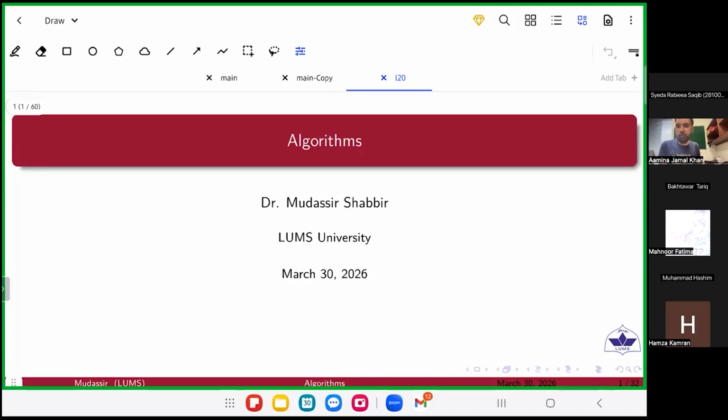Hello, everyone. Good afternoon to another session of algorithms. The plan for today is... what is the plan for today? This is going to be the last session on dynamic programming. We'll do a worksheet and we'll do a couple more examples.